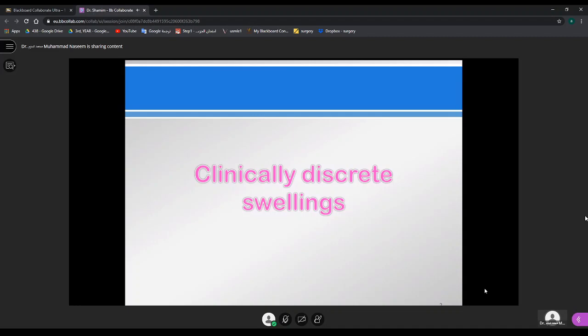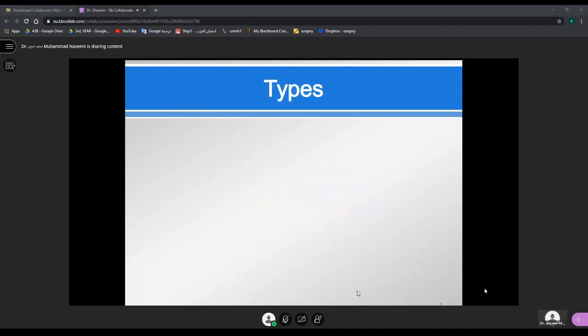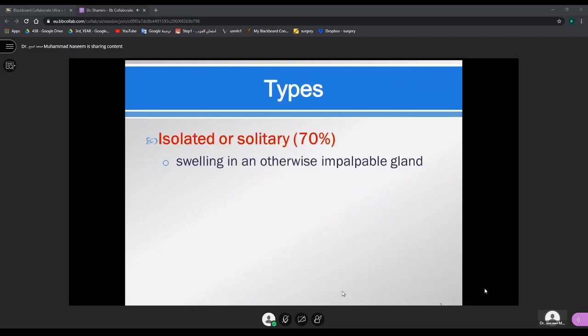Okay, so today I will discuss neoplastic swellings of thyroid. First, we will discuss clinically discrete swellings. There are two types of clinically discrete swellings: isolated or solitary swelling, which account for 70% of cases.